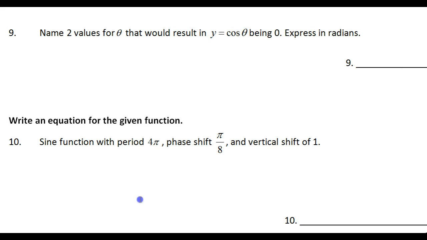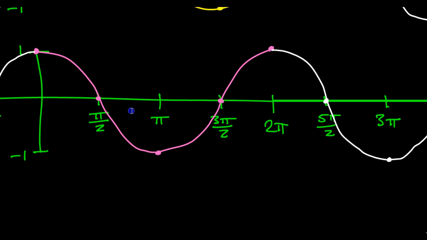Anyway, what was the question? Sometimes I talk so much that I forget the question. Name 2 values for theta that would result in cosine theta being 0. All right, so it's kind of the same thing. X-intercepts. If the cosine is 0, then we're talking x-intercepts again. So within the initial period that we usually start with, we have 2 of them. We have pi over 2 and 3 pi over 2.